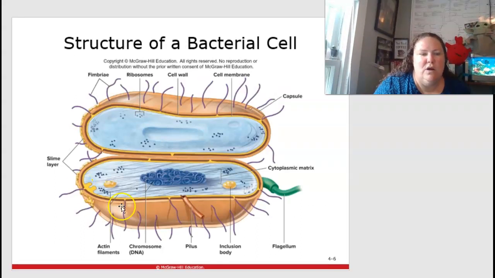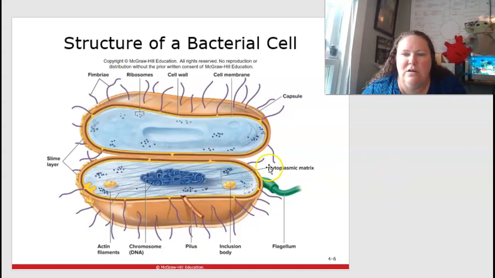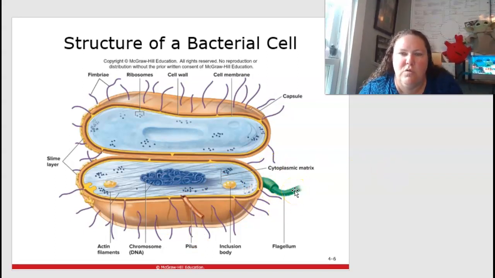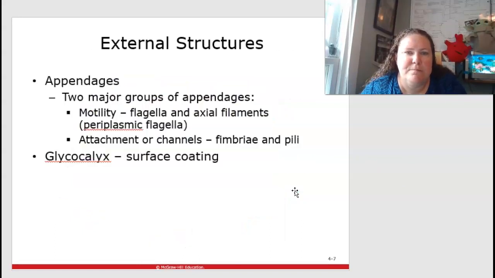So here is an overall picture of a bacterial cell. And you can see kind of the organelles. We have actin filaments, we have the chromosomes tightly packed, we have pili, which would be for motility, so movement, right? Inclusion bodies, flagellum, and that's like the main movement, etc. So this would be the overall structure of a bacterial cell.